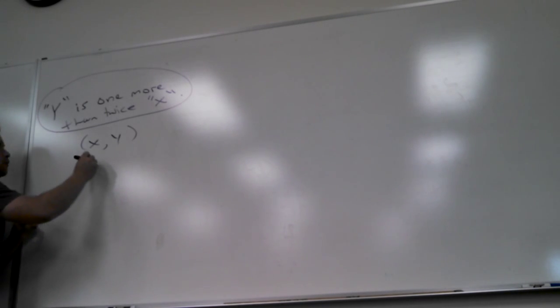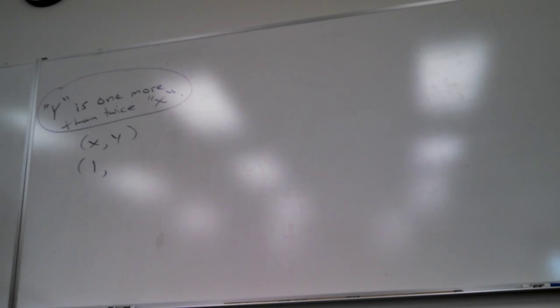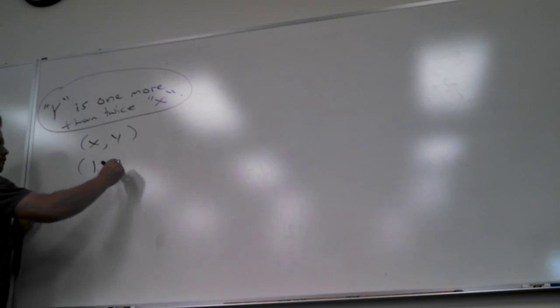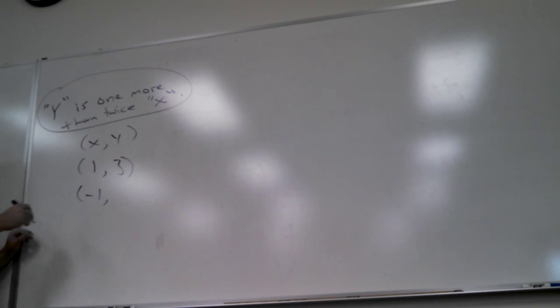If X is 1, what's Y got to be? 3. I love it. Cool. Right? This is just English. There's no real algebra up here. Whatever number I put there, that's got to be 1 more than twice that, right? So that would be 3. What if it's -1?